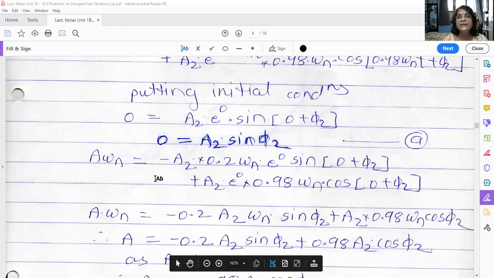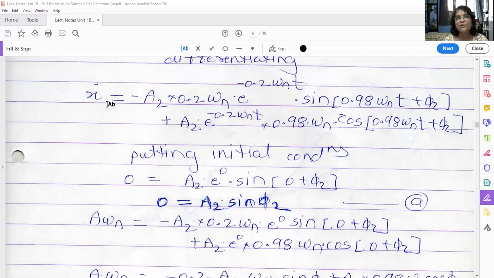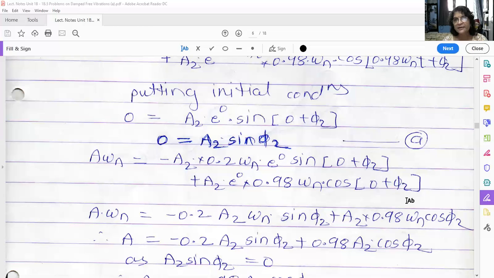Now let us put the second initial condition. What is it? X dot is equal to A omega n at t is equal to 0. So this is your equation of x dot. So A omega n is equal to minus A2 into 0.2 omega n into e raised to 0 into sine(0 plus phi 2) plus A2 into e raised to 0 into 0.98 omega n into cos(0 plus phi 2). So this we have written here.